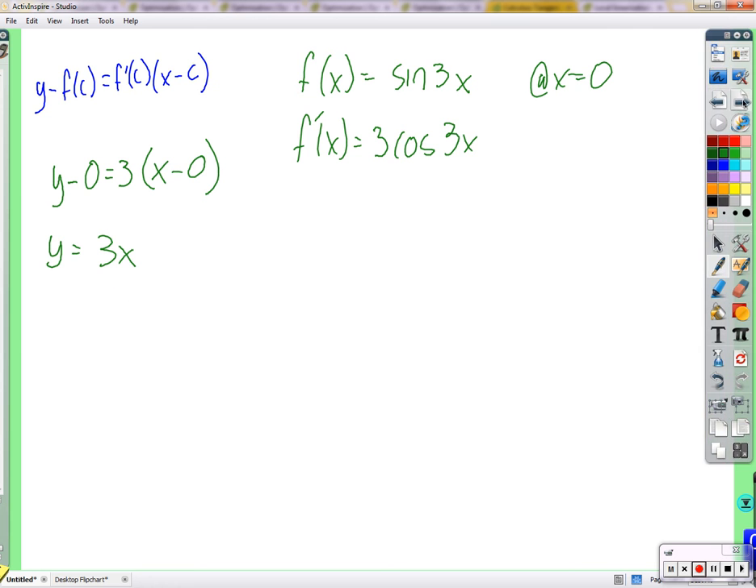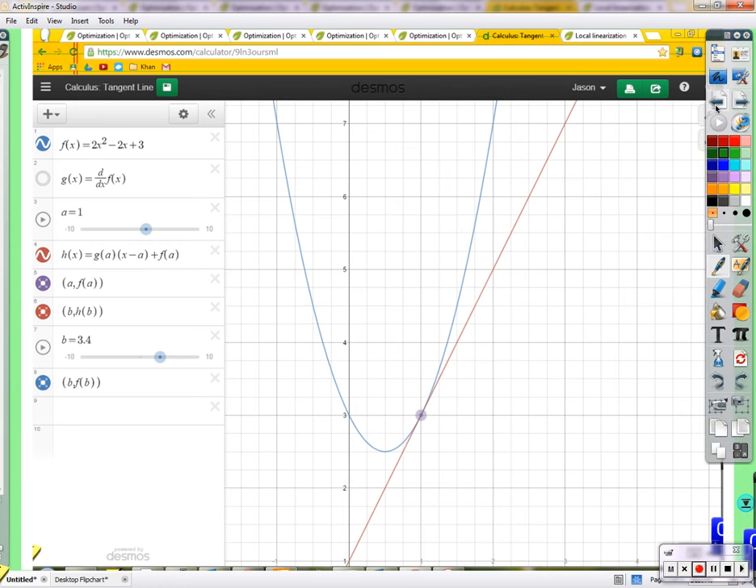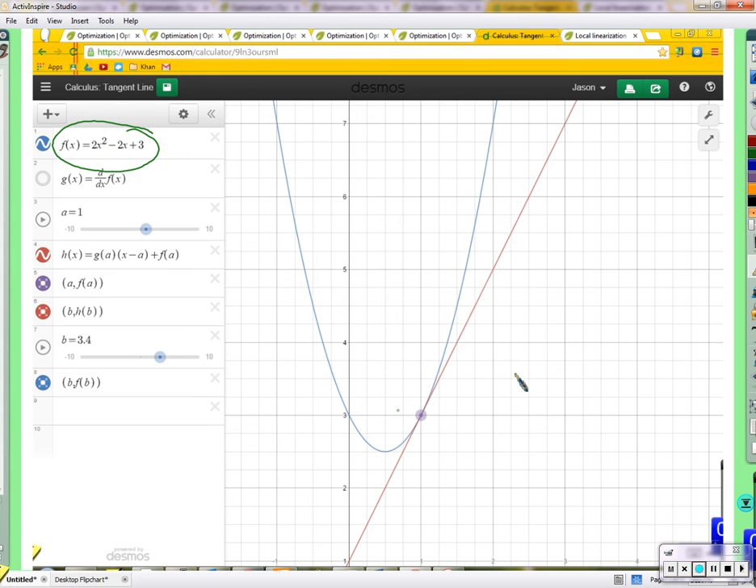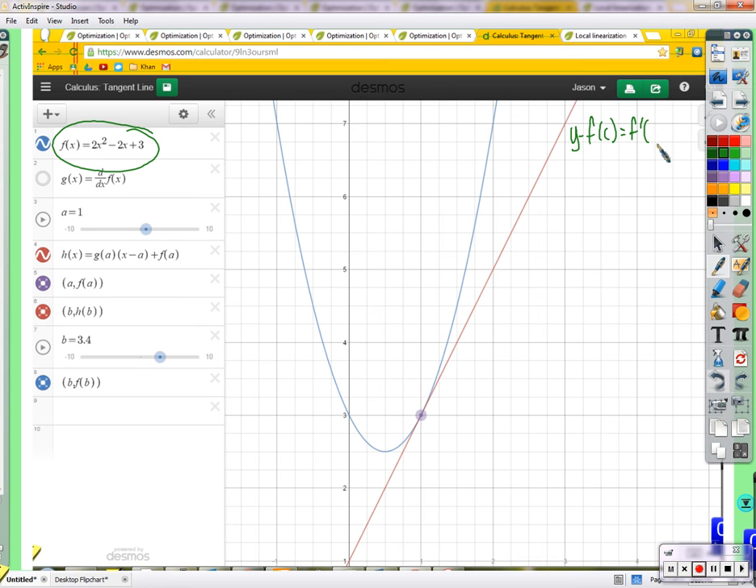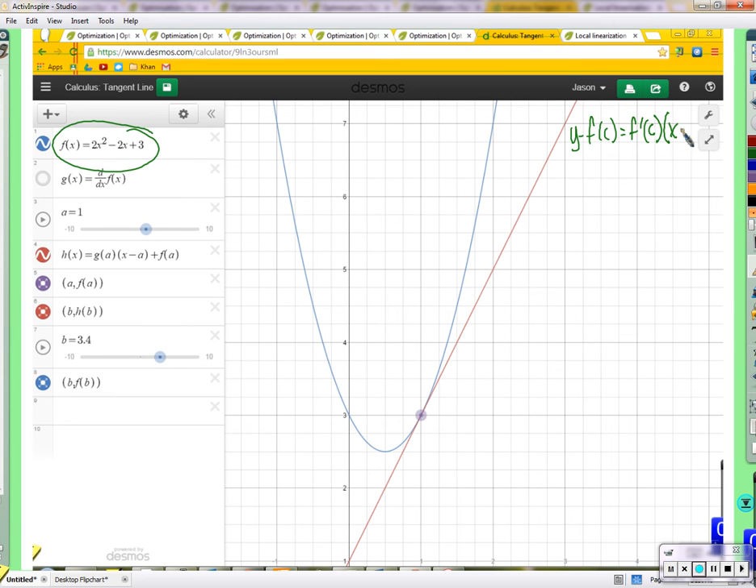Now I want you to do that same thing for this function right here. This function is 2x squared minus 2x plus 3. I'll rewrite this up here if you like. y minus f of c equals f prime of c times x minus c, that's the blueprint.